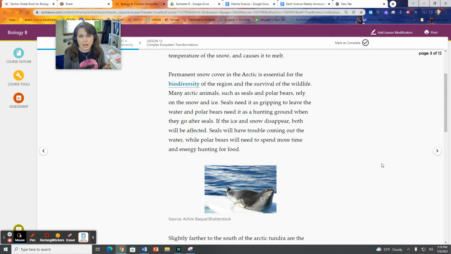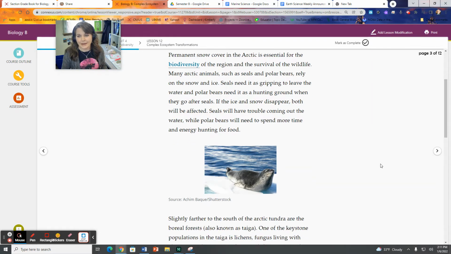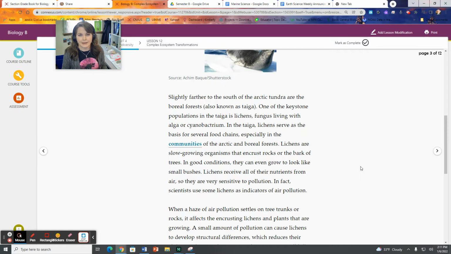Camouflage is lost for Arctic hares and baby seals and things like that, and so that has a bigger effect on that whole ecosystem. We move a little bit further to the south, we end up in the boreal forest, which is also known as the taiga. In this area, south of the tundra, we have very keystone populations of these mosses and lichens.